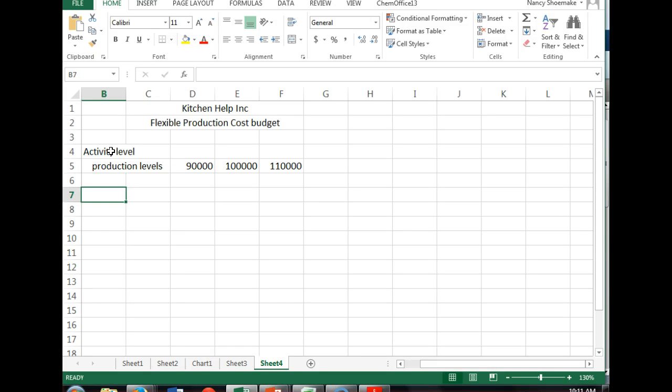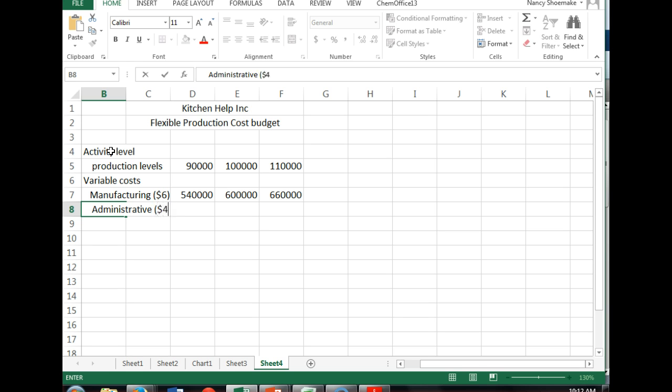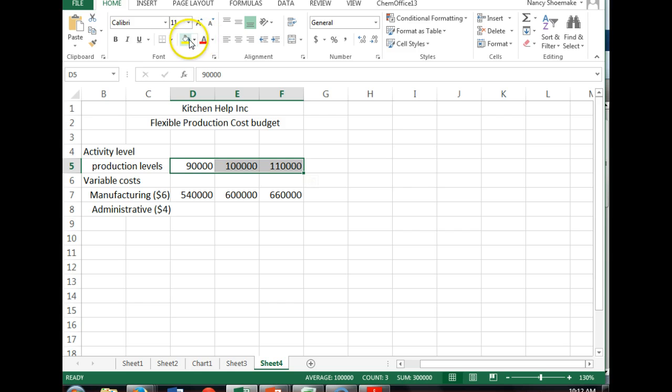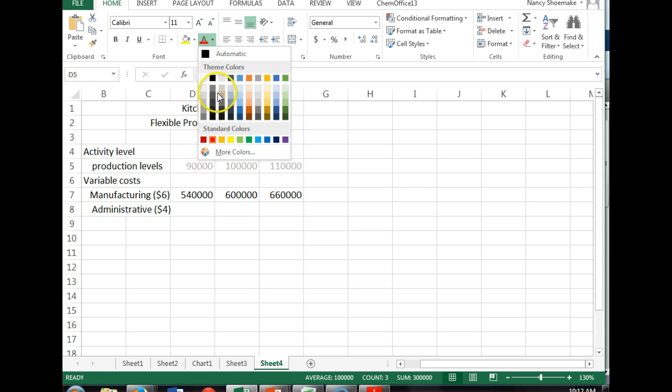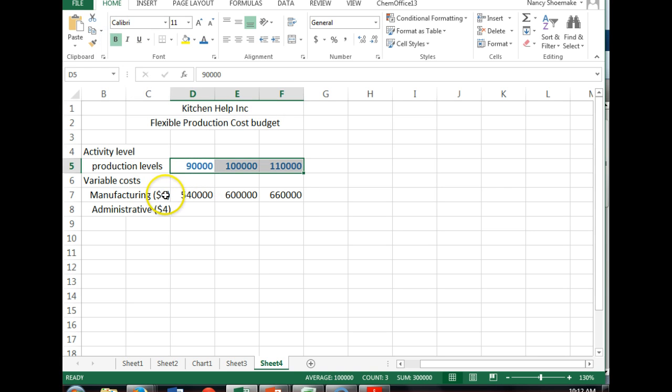What are our variable costs going to be? Manufacturing at $6. 90,000 at $6 is 540; 100,000 at $6, 600; 110,000, 660. Then we've got our administrative at $4. At 90,000 units, administrative at $4 is going to be 360,000, 400,000, and 440,000.